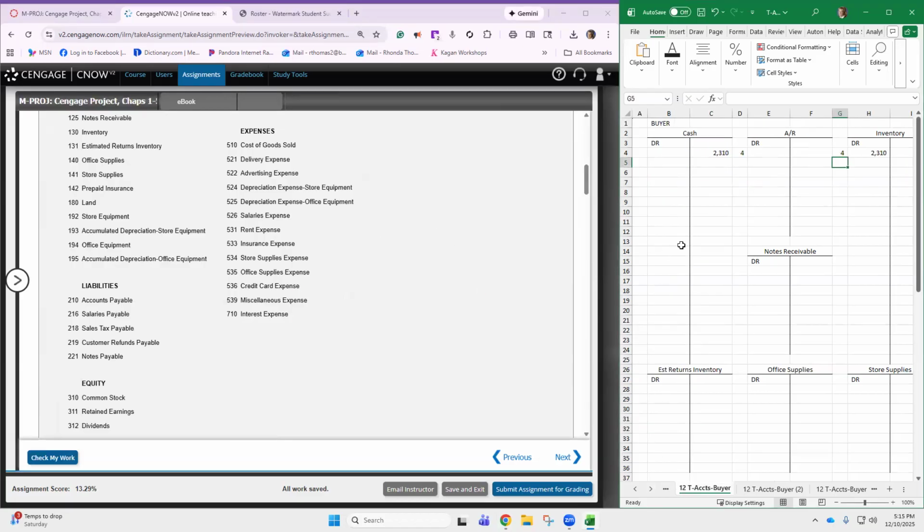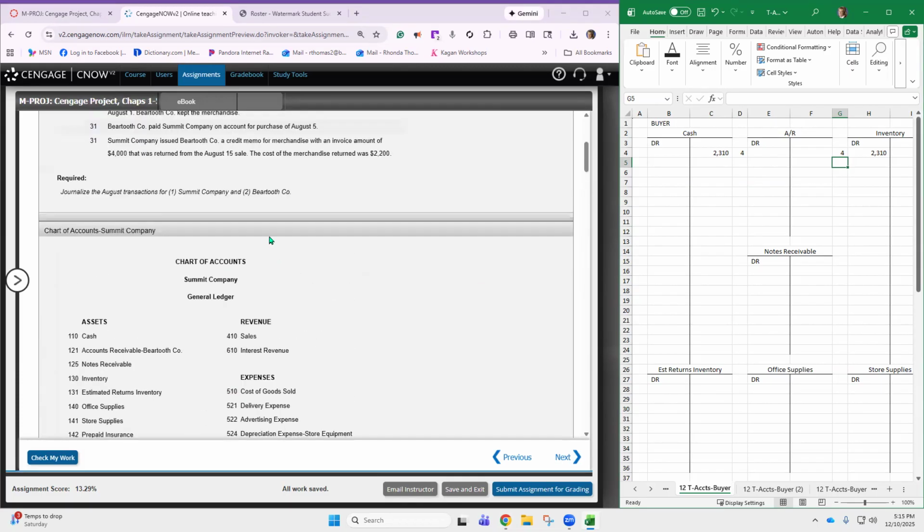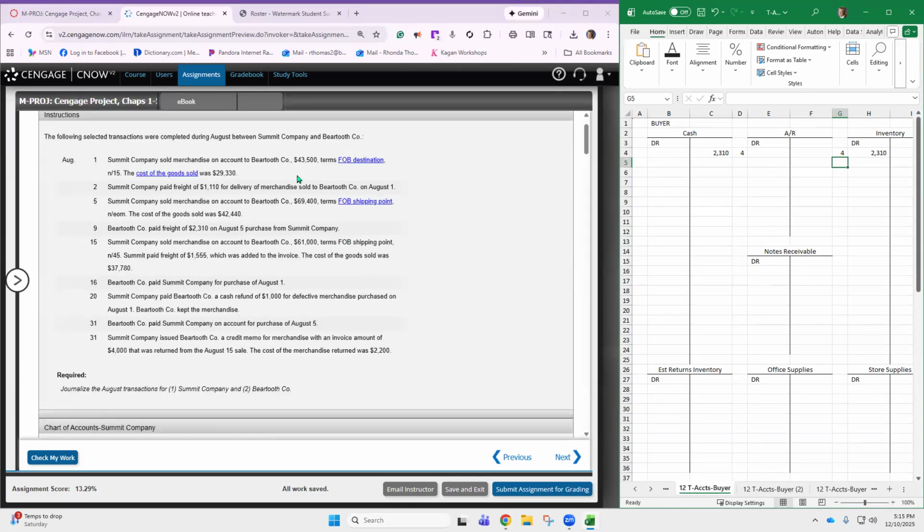Okay, and we're going to pay. So the first one we did was a sale of 43,500. There's no discount involved. So that's the amount that Beartooth is going to need to pay for August 16th. So here's the buyer. Okay, and this is 1, 2, 3, 4, 5, 6. This is the 6th transaction.